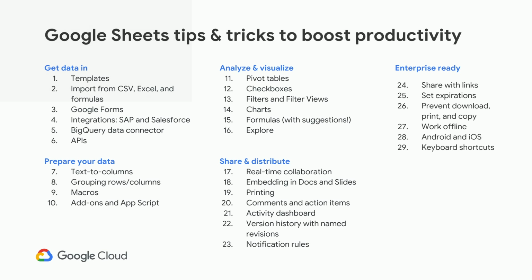In the analyze phase, we talked about pivot tables, checkboxes, charts, formulas, and using Explore to bring intelligence to your sheets. In sharing and distribution, we talked about all the ways you can share with your collaborators, as well as using things like embedding, notification rules, and version history to really get the most out of collaboration. And finally, we talked a bit about how Sheets is enterprise ready. We talked about how you can take advantage of links, expirations, preventing copy, print, and download, etc., to really protect your data.